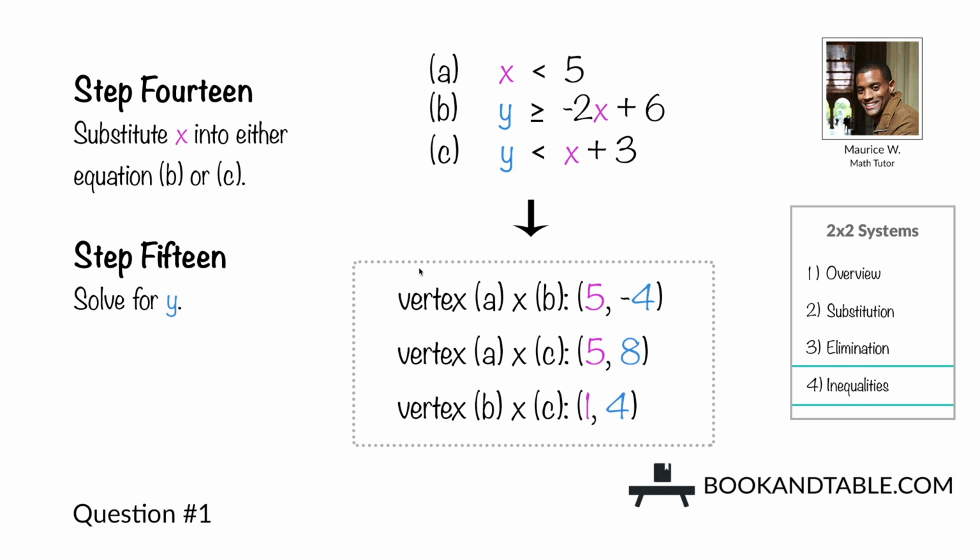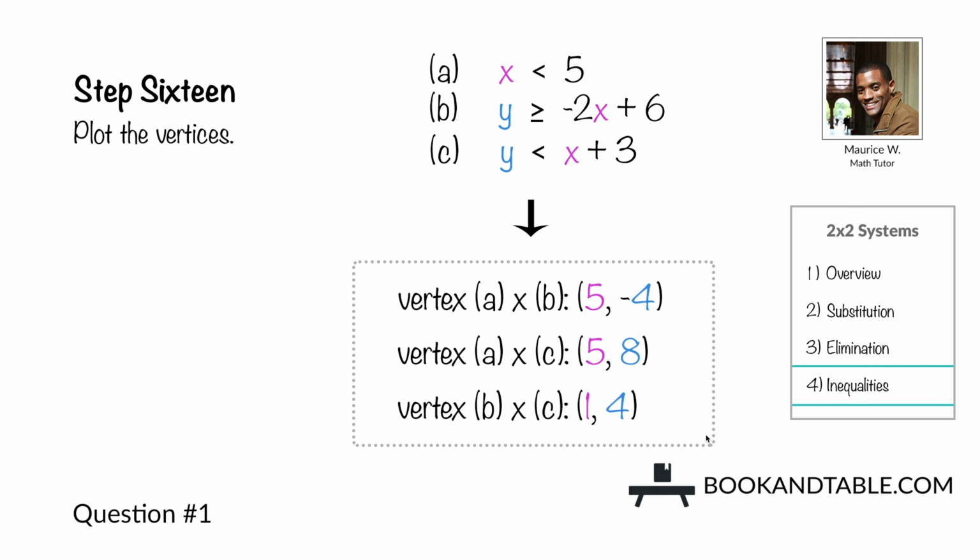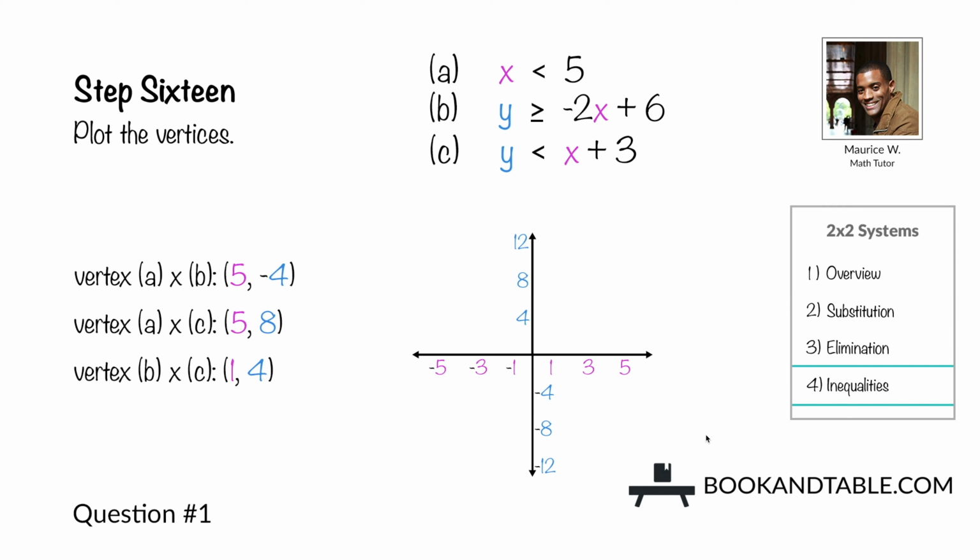So now we have all three vertices, AB, AC, and BC. And we have value tables for A, B, and C. So now we can plot our vertices, plot our lines, and then shade our areas to find the solutions. So step 16, plot the vertices. The first vertex for AB is 5, negative 4. The second vertex is AC at 5, positive 8. And the third vertex for BC is positive 1, positive 4.